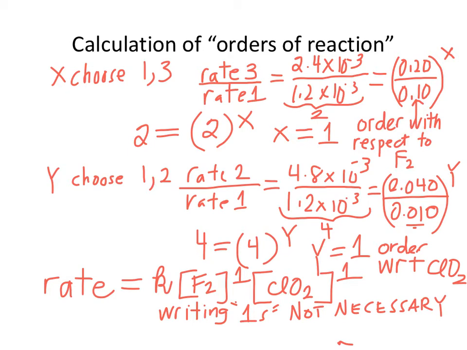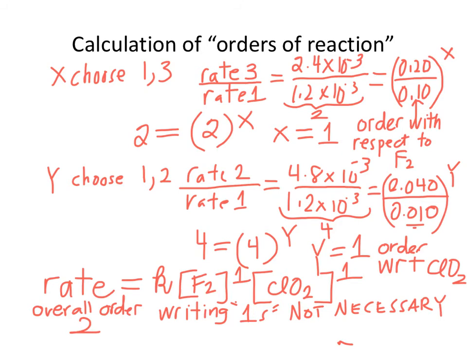And then finally, if we were to ask what is the overall order of the reaction, the overall order is equal to the sum of the orders for each reactant, so it would be equal to 2. It would be 1 plus 1.